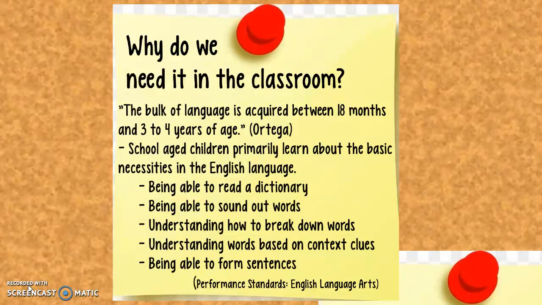Some of the standards for children in the 5th grade are to be able to read and understand a dictionary. This includes the phonetic spelling and how to find these in a dictionary. They need to be able to sound out words, understand how to break words down to help them understand and pronounce them, understand words based on context clues, and be able to form proper sentences.